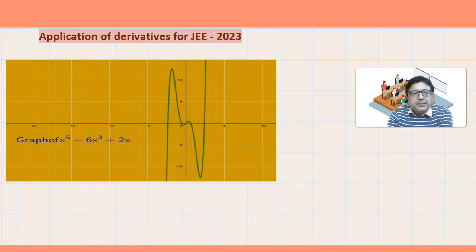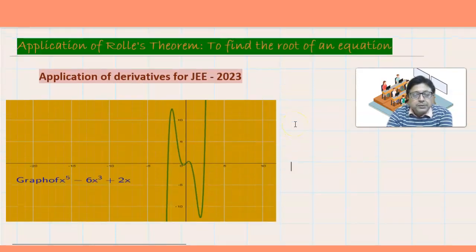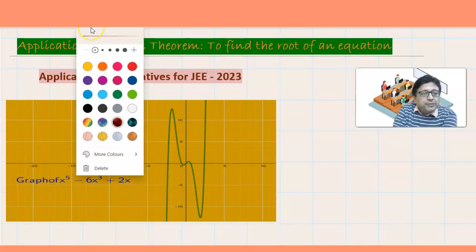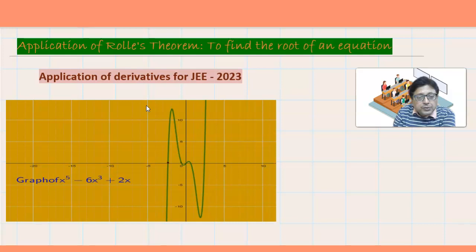Hello everyone, in this session we are going to discuss the application of Rolle's theorem in solving equations. Those equations may be polynomial equations, or they may be transcendental equations. If we consider the graph of this polynomial, how many roots does this polynomial equation have? I am going to tell you: it has 1, 2, 3, 4, 5 roots.